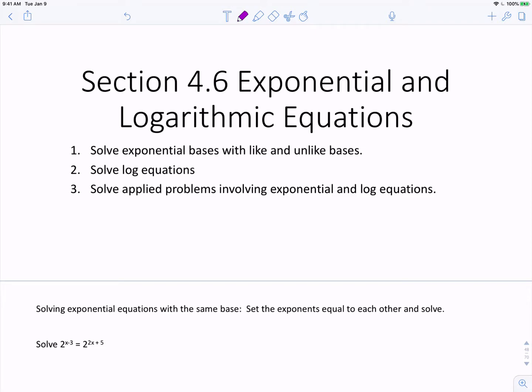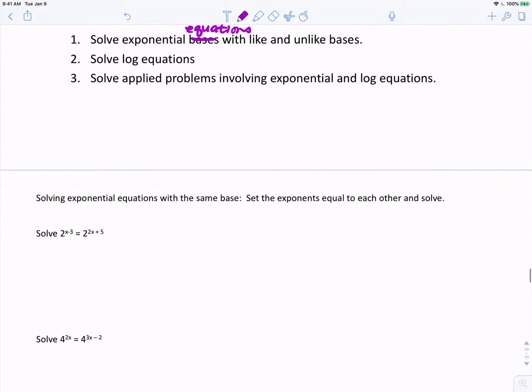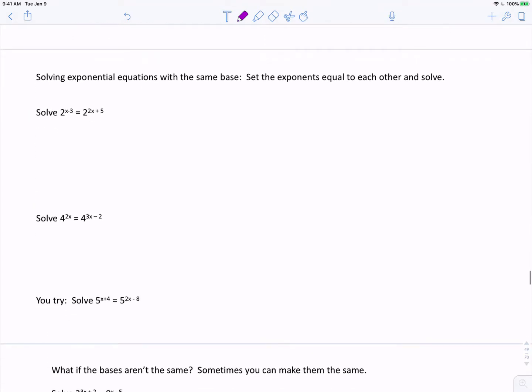Section 4.6, Exponential and Logarithmic Equations. In this section, we'll solve exponential equations with bases that are like and unlike. We'll solve log equations, and we'll solve applied problems involving both exponential and log equations. First, we'll start with solving exponential equations with the same base.